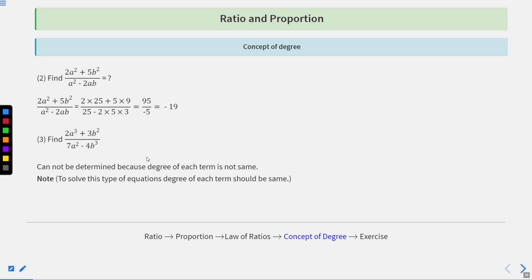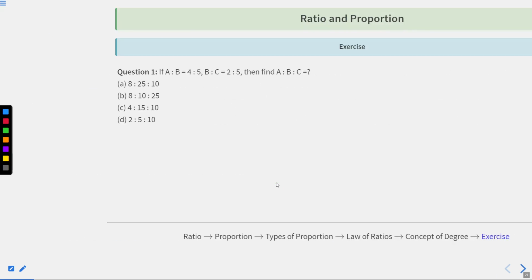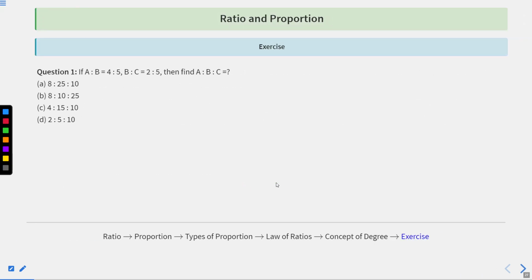Why? Because the degree of each term is not the same. If you see here, the degree is 2, 2, 2, and this is 1, this is 1, so the combined degree is also 2. In the previous example also a similar thing was happening. But here the degree is 3, this degree is 2, this is 2, this is 3. So the degrees are not the same at all the places, and this cannot be computed. To solve these types of equations, the degree of each term should be the same. So now we are ready to solve some problems.